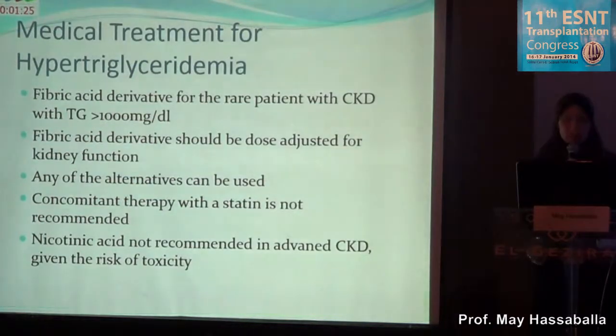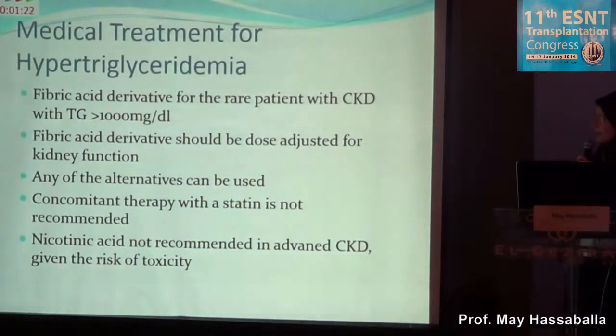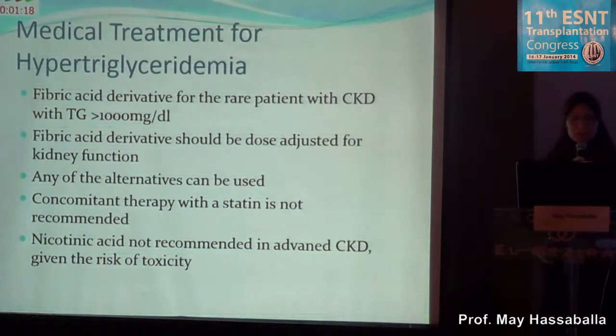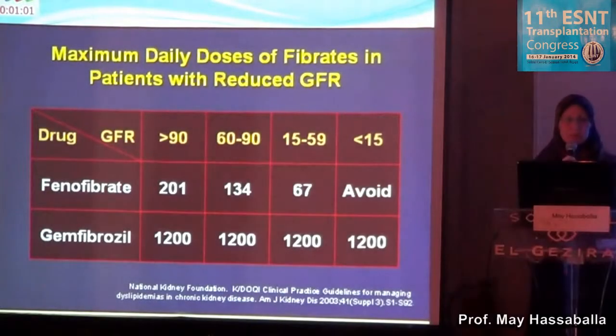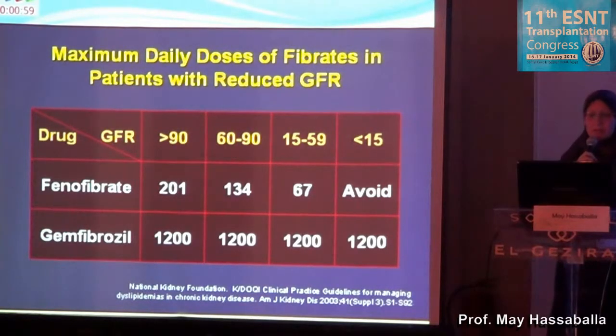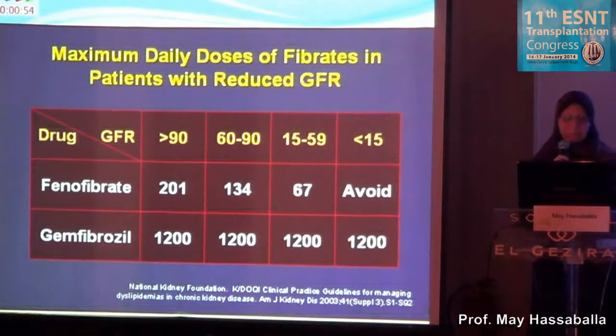The guidelines indicate the use of medications only when triglycerides reach more than 1,000 milligrams per deciliter, and fibric acid derivatives should be dose adjusted according to kidney function. All the doses are adjusted according to the GFR. Any of the alternatives can be used, and concomitant therapy with statins is not recommended like we mentioned. Nicotinic acid is not recommended with advanced CKD given the risk of toxicity, and this is some of the daily doses of fibrates that need to be adjusted depending on the GFR.